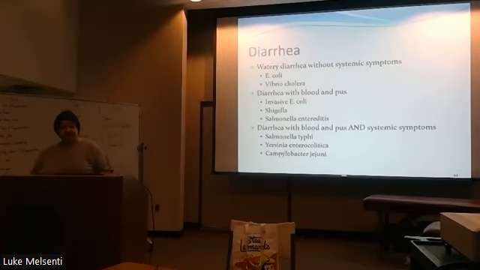So let's talk a little bit about diarrhea. Let's pull this together again now. Watery diarrhea without systemic symptoms: E. coli and Vibrio cholera. Diarrhea with blood and pus: invasive E. coli, Shigella, and Salmonella. Diarrhea with blood and pus and systemic symptoms, fever, fatigue: Salmonella typhi, Yersinia enterocolitica, and Campylobacter jejuni. This is just one of those slides that you guys should just know. This is a memory slide.